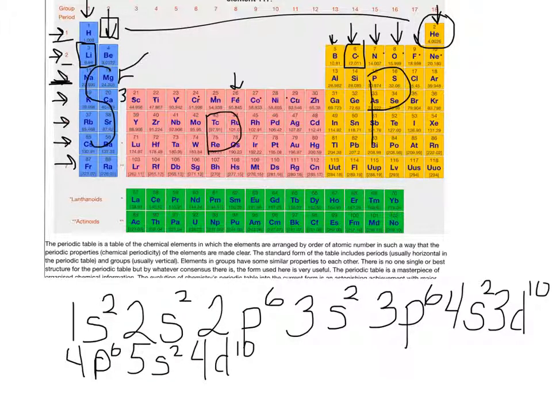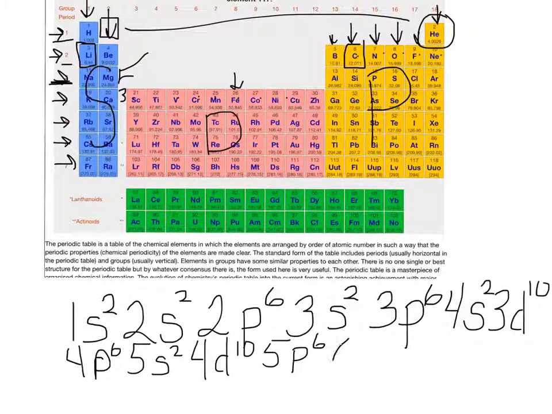Now I'm going to go on 49. We are back to yellows, and that means we jump back up to the 5th energy level. So 5. Yellows are P's. 5P. And then as I keep counting, 1, 2, 3, 4, 5, 6. I'm going to fill up that P.